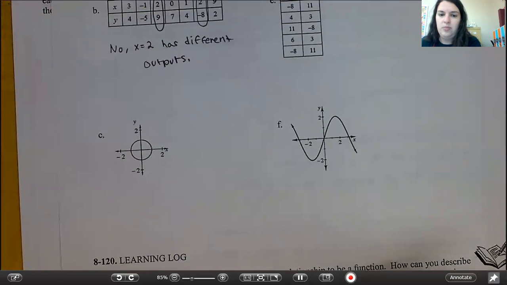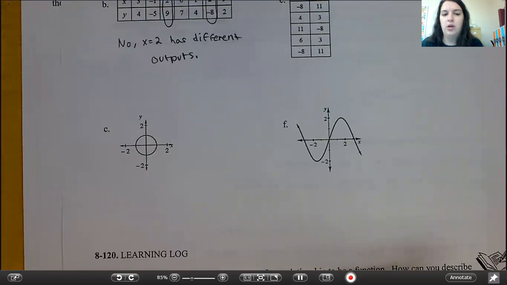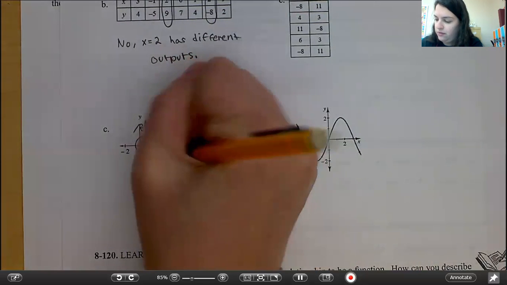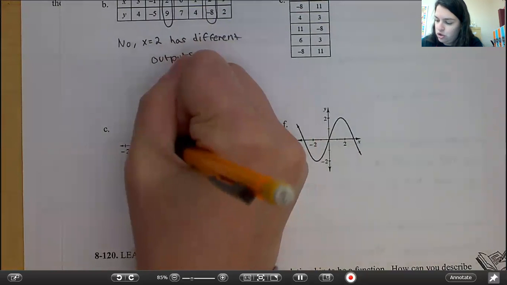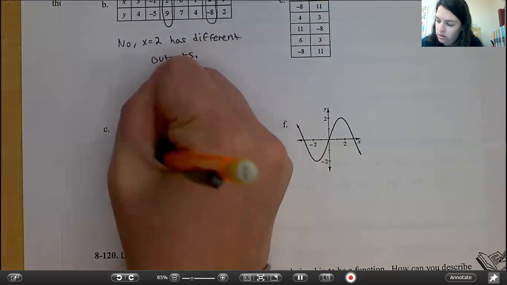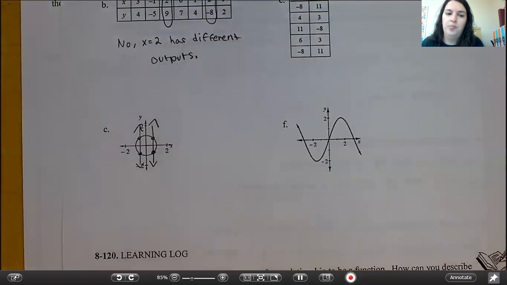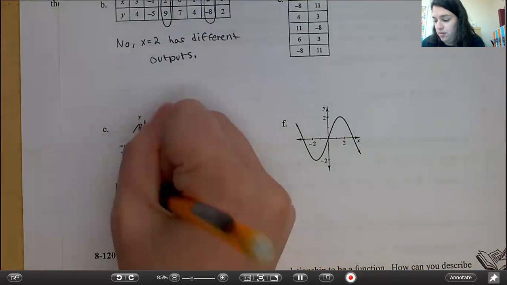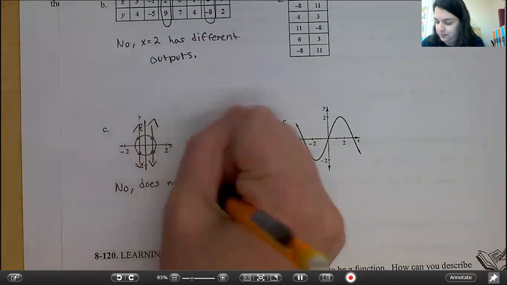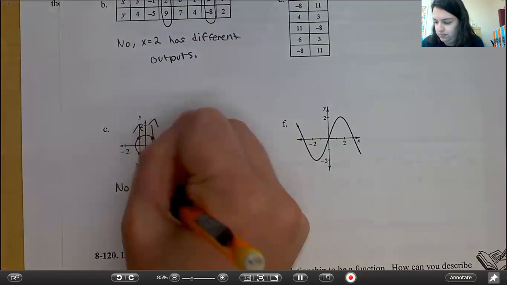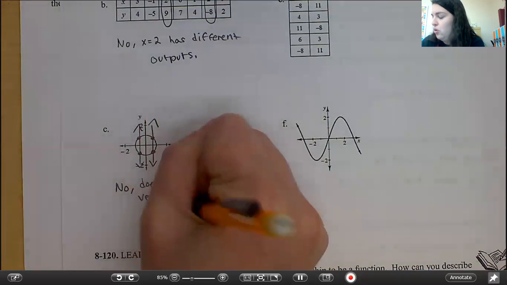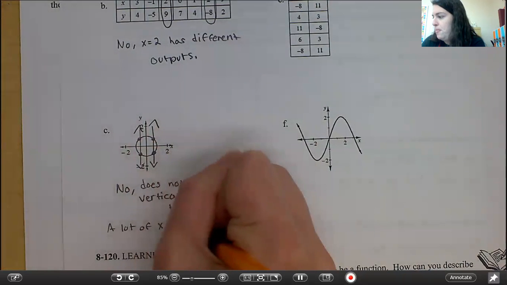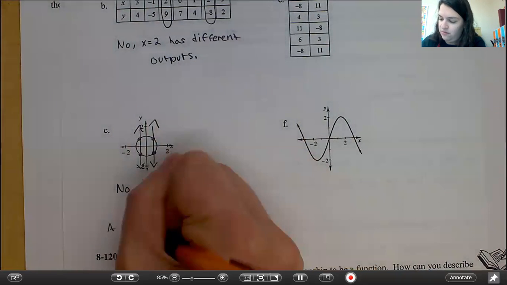C, I'm going to show you something when you have a graph. When you have a graph, you can do something called the vertical line test. So if I were to draw vertical lines through the graph, these vertical lines should only intersect the graph figure at one point. But here they intersect at 2. So no, it does not pass the vertical line test. Or you could say a lot of x values have more than one y value.